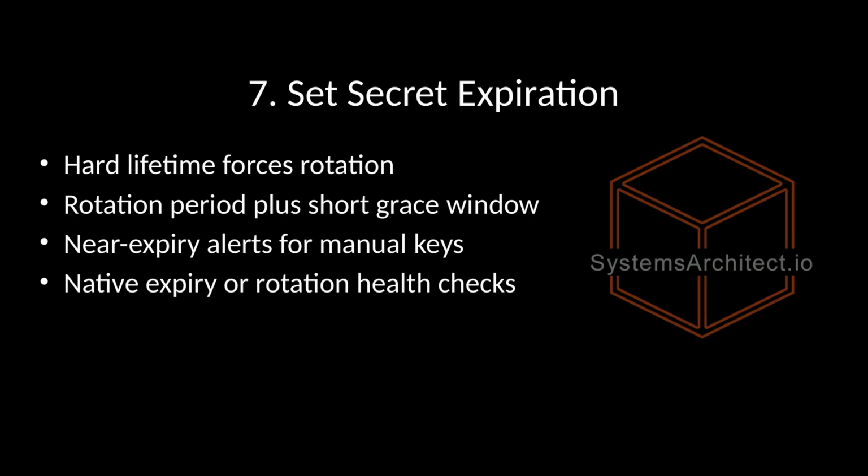Align expiry with rotation plus a short grace. 90 days rotate, 95 expire, so failed rotation alerts before outage. For third-party keys, calendar and manager near expiry alerts at 30, 14, and 7 days. Azure and Google support native expiry and destroy. On AWS, track last rotated date with Config or Lambda SNS when rotation stalls. Expired Key Vault secrets return forbidden.